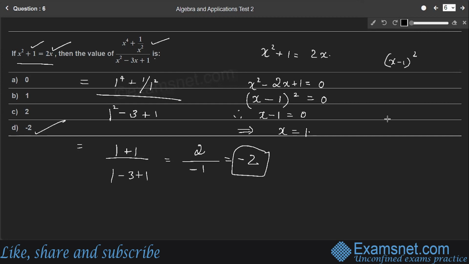Students, first we need to find the value of x using the given relation x square minus 2x plus 1 is equal to 0. So this one, right? A quadratic equation, simple quadratic equation. So x minus 1 the whole square is 0, right? Therefore, value of x is 1. Therefore, the value of the given expression becomes minus 2, right? Option D is the right answer.